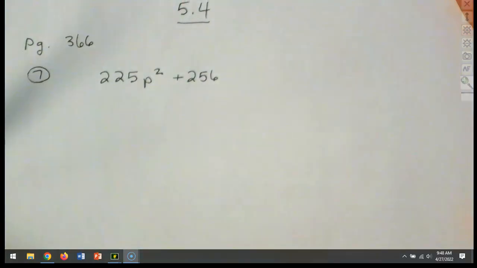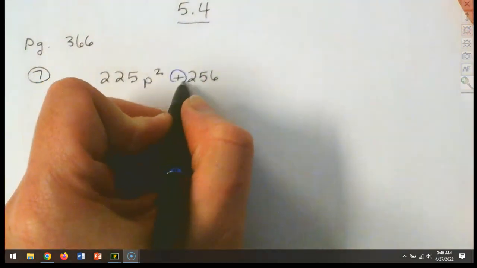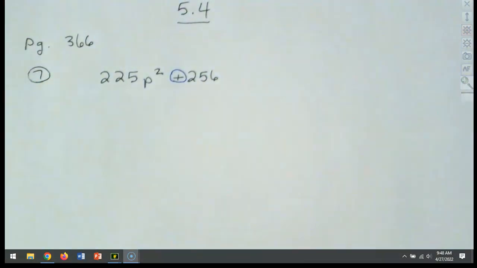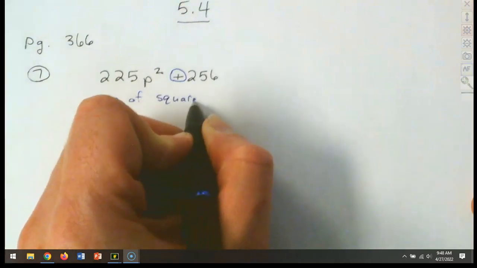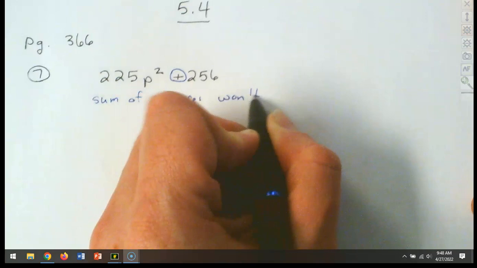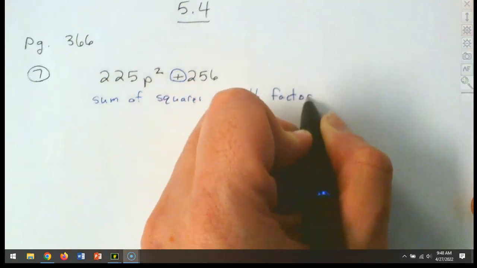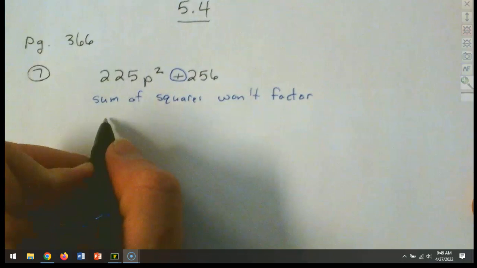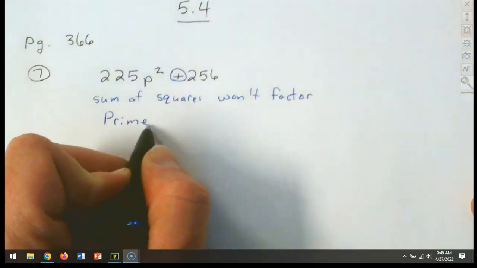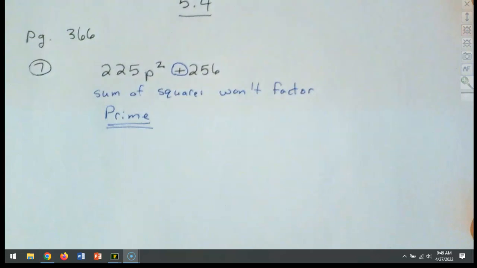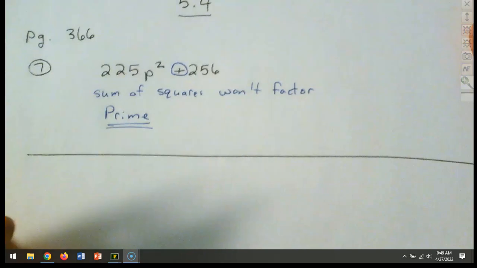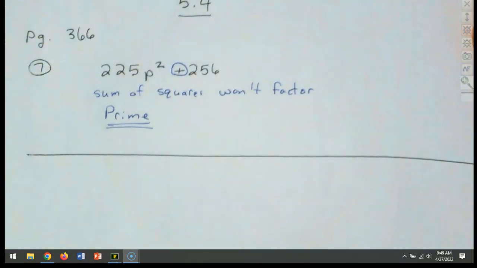Well, when we look at squares, we have only a difference of squares. This is a sum of squares. And sum of squares won't factor. Difference will, but sum of squares won't. So this is what's called prime. And why is it prime? Because it was a plus. Now, if that would have been a negative, if it would have been a difference, you could have factored it. But that one is a sum, so we can't.